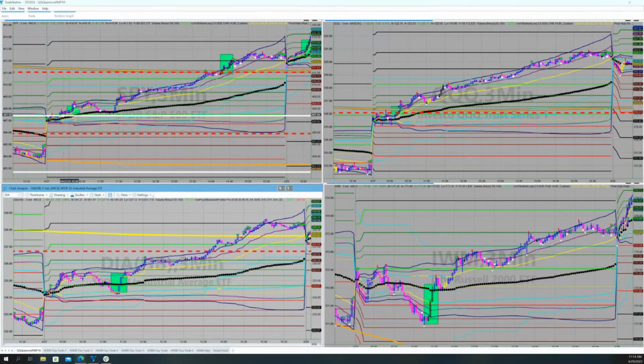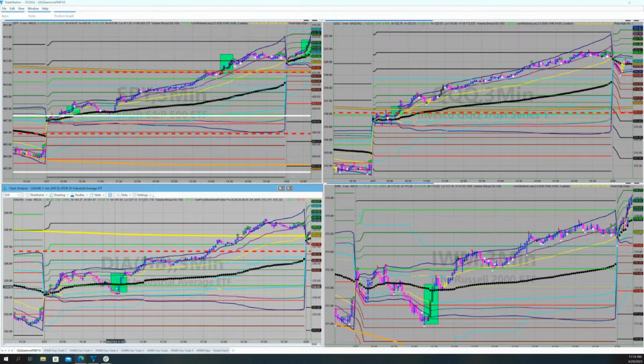You'll see here, we called this out on the desk as it was happening, a gap and go day, which is very rare, but when they work, huge. So it gapped up here. This was Thursday, right? And there's the green bar of our buy signal right there and right there on the NASDAQ 100.